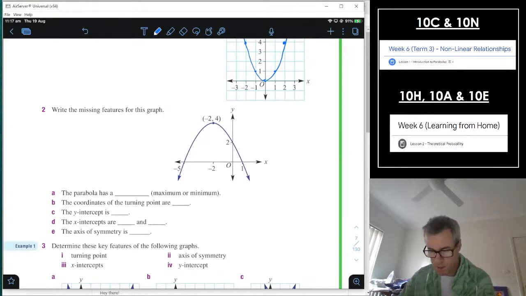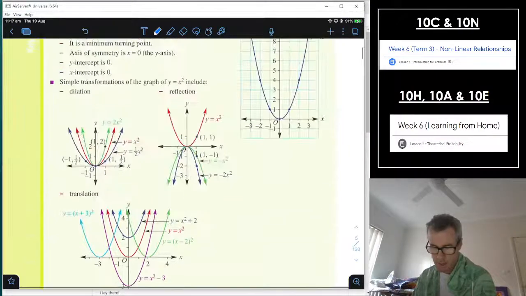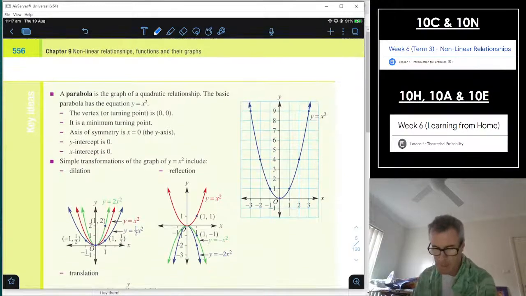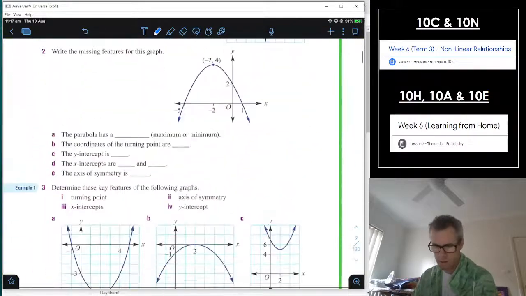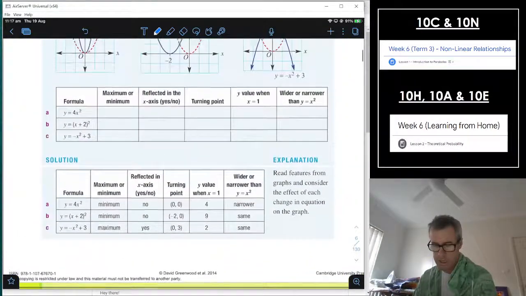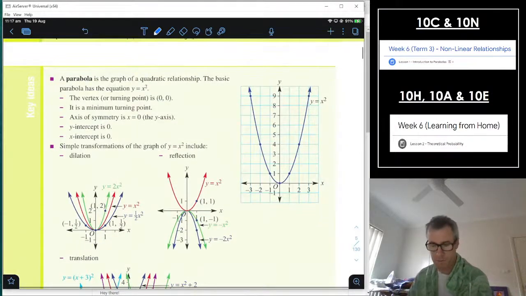What is this question asking? Write the missing features for this graph. The parabola has a, what's that? The parabola has the coordinates of the turning point are, the x-intercept is, oh, okay. They're focusing on the language here. So in our summary here is where our key information is. If you get to a question like this which you're stuck on, and you're wondering what they are asking, you can use these examples here, and you most definitely should be using this.